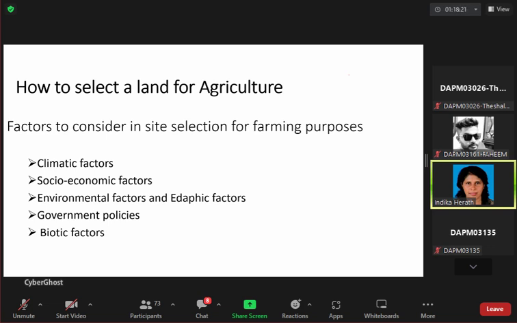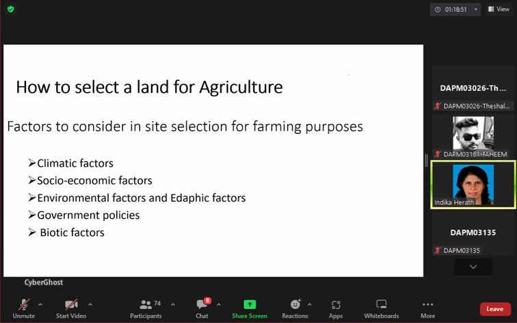The very first one is climatic factors, because agriculture is very sensitive to climate. For example, if we don't get enough rainfall over a period of time, then there will be an issue, because plants will die without water. So if there is not enough rainfall, we will be in trouble.